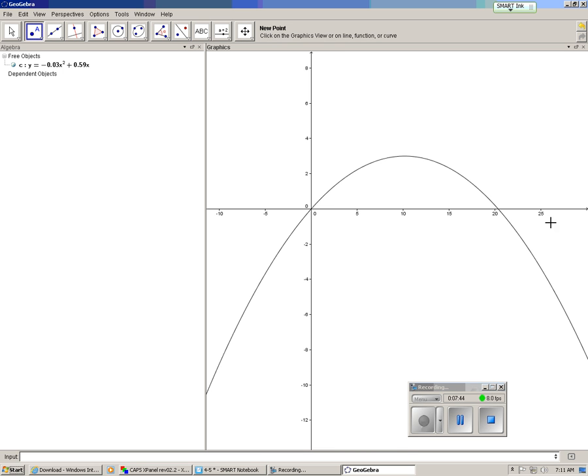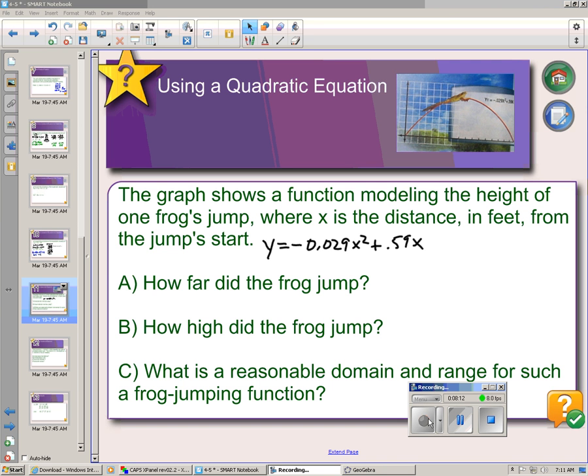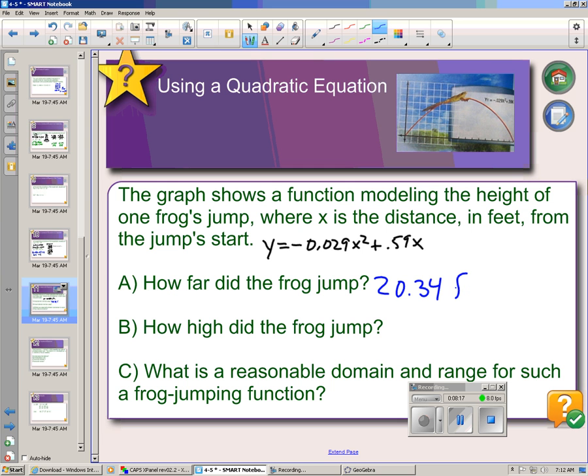So I'm going to put a point over here, and the point where y is 0 would be the x-intercept, and over here on the side we can see that the x value is 20.34 when y is 0. So if the frog starts at the origin and it jumps, it's going to land over here at 20.34. So it's going to jump that far. So we can say the frog jumped 20.34 feet across.